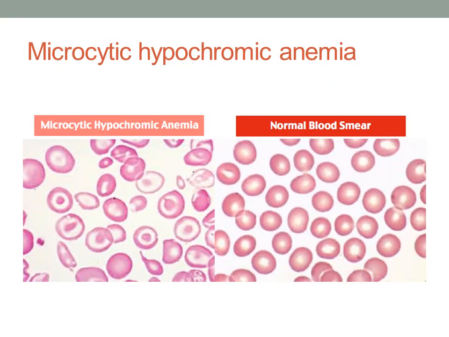So, when there is iron deficiency, the bone marrow cannot produce hemoglobin normally. Hence, the red blood cells in iron deficiency anemia will look less red compared to normal blood cells, and they will also be smaller. That's why we can also call iron deficiency anemia microcytic hypochromic anemia. Microcytic meaning smaller, hypochromic meaning less in color.